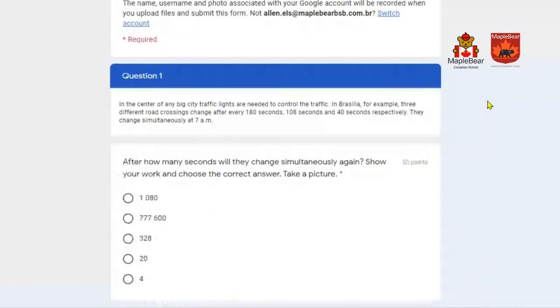First question. In the center of any big city, traffic lights are needed to control the traffic. In Brasilia, for example, three different roads crossing change after every 180 seconds, 108 seconds, and 40 seconds, respectively. They change simultaneously at 7 a.m. After how many seconds will they change simultaneously again? Show your work and choose the correct answer.